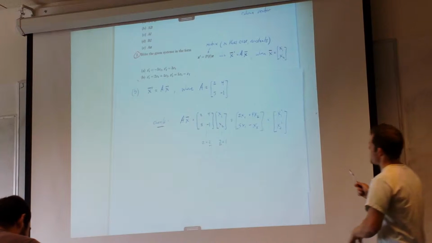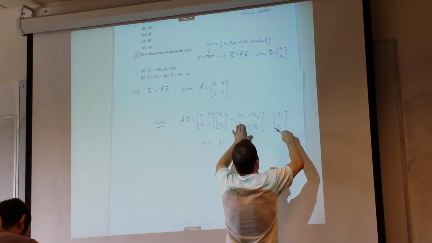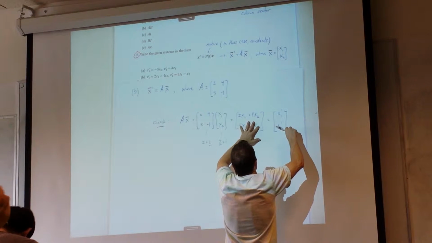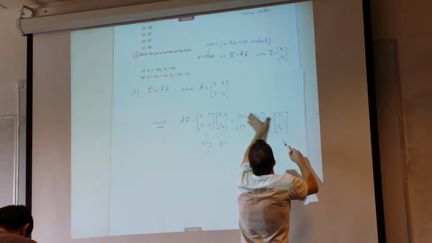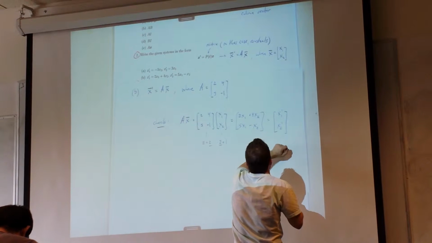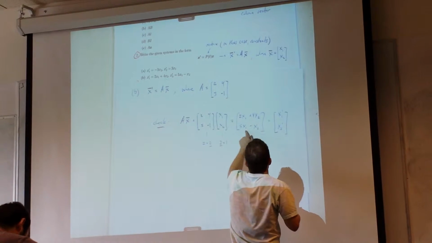Okay, so we can read it this way. For these two vectors to be equivalent, this component has to be equal. Well, that's the first equation in the system. This is the second equation in the system.